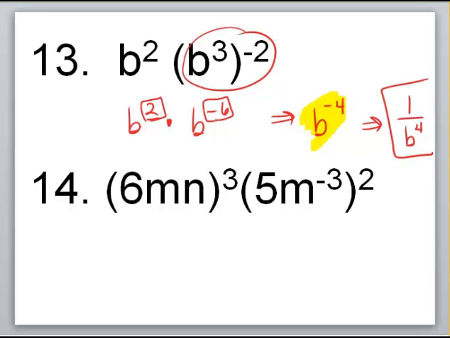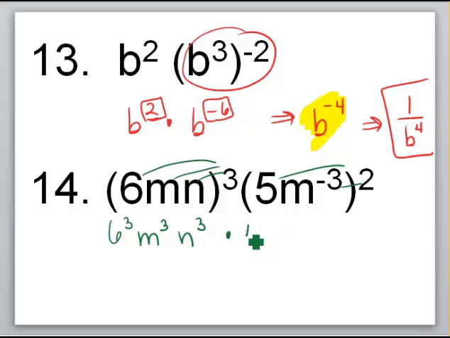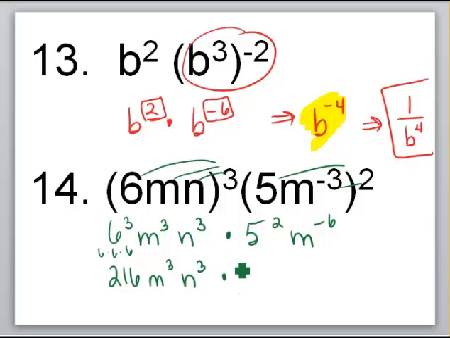Alright, finishing up this lesson, we have a few more problems. We're going to continue on the path of the word, which we're raising each of these to the power first and getting rid of the parentheses. So I've got 6 to the 3rd, n to the 3rd, times 5 to the 2nd, n to the negative 3 times 2 is negative 6. I have 6 times 6 times 6, which is 216, m to the third, n to the third, times, I have 5 times 5, which is 25, m to the negative 6.